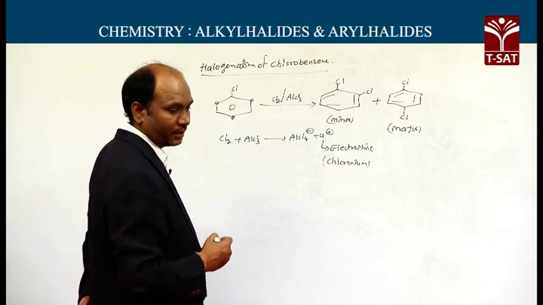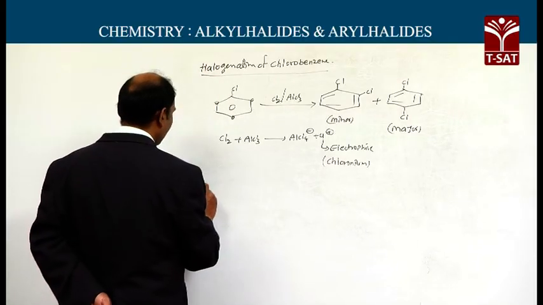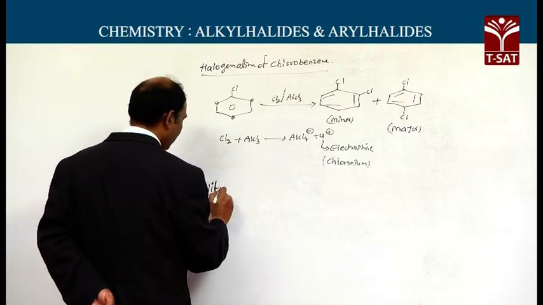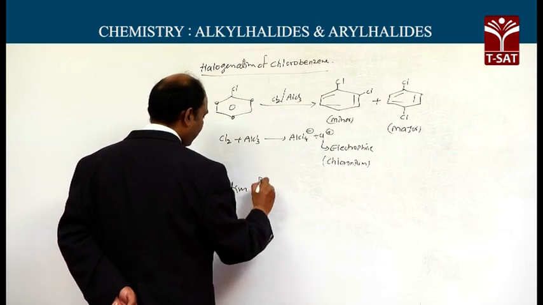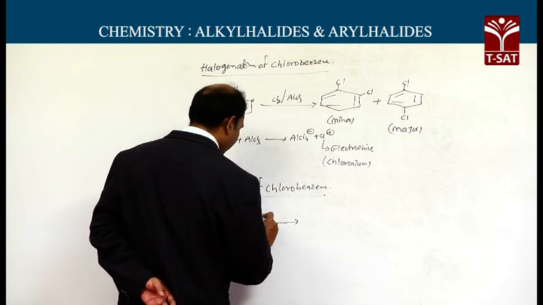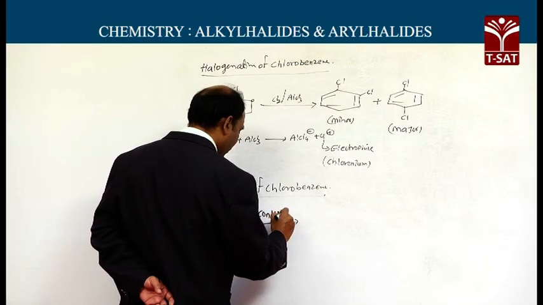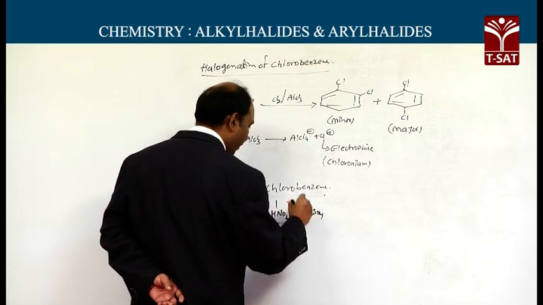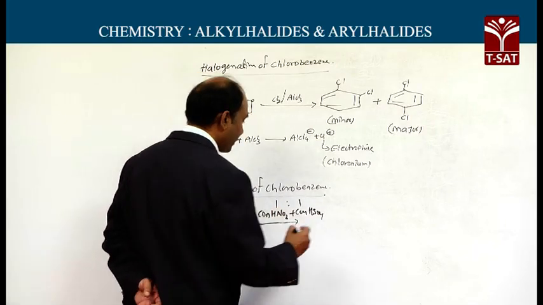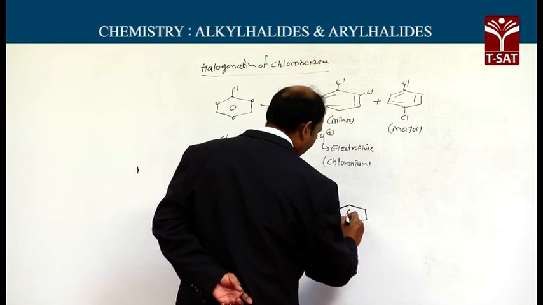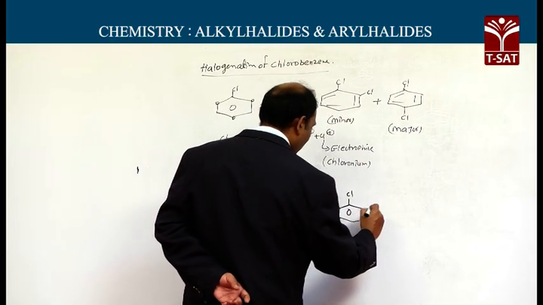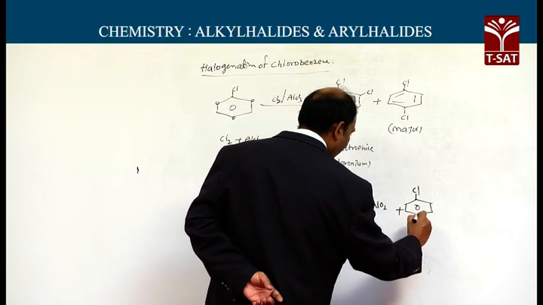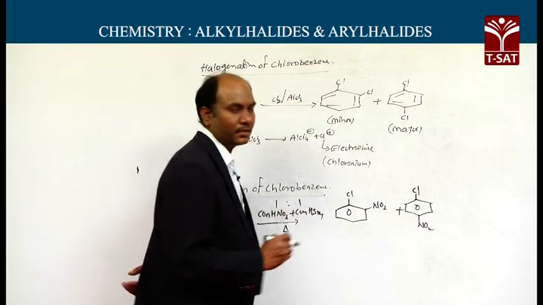Suppose it is subjected to nitration of chlorobenzene. Chlorobenzene, when it is treated with nitration mixture, concentrated HNO3 plus concentrated H2SO4 in a 1:1 ratio, on heating, nitration takes place at which position? We get ortho-nitrochlorobenzene and para-nitrochlorobenzene.